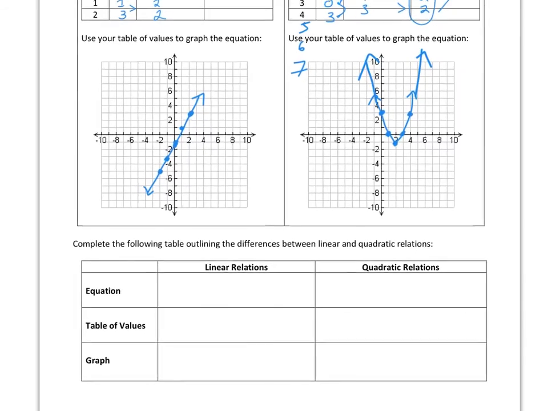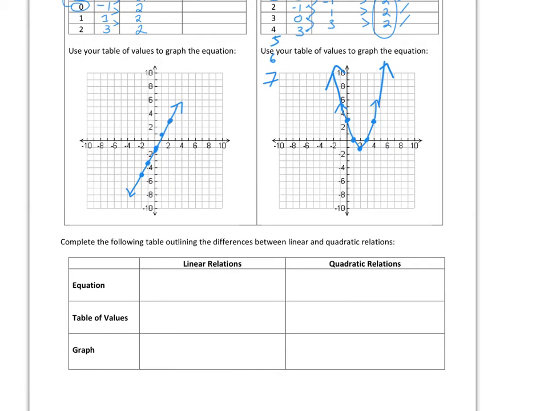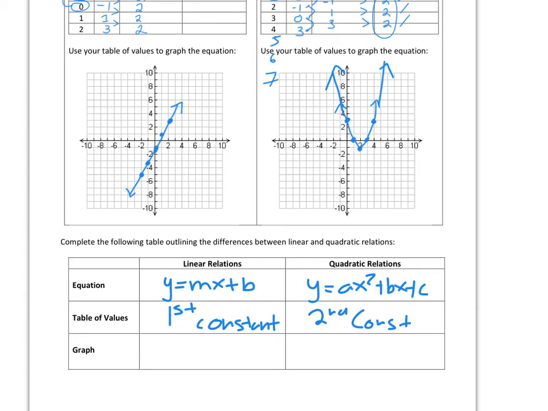So now let's write down some information that we know about linear and quadratic relationships as a form of a summary. So our equations for linear are y equals mx plus b, as we talked about. Our quadratic is ax squared plus bx plus c. In our table of values, we're going to notice that our first difference is constant for linear, and our second difference is constant for my quadratics. For a graph, I'm going to be dealing with a line, a straight line at that, and for my quadratic relationship, that U, we call that a parabola.